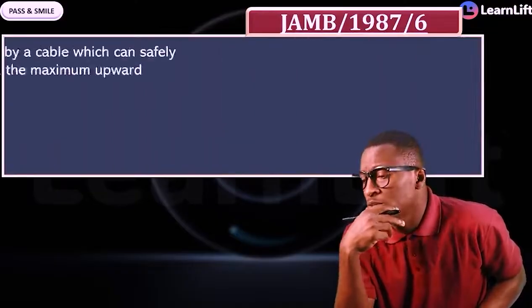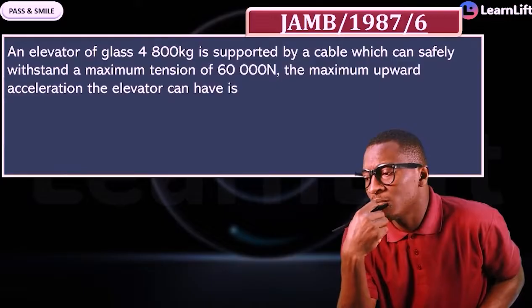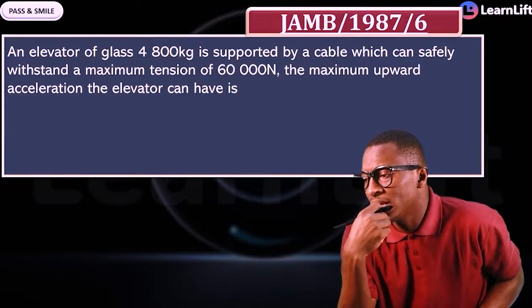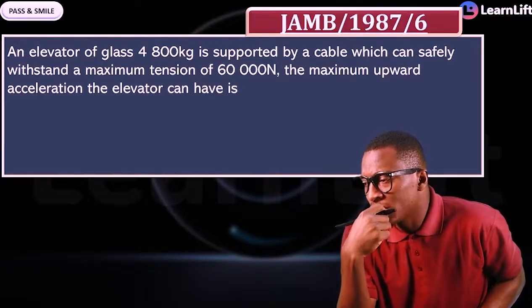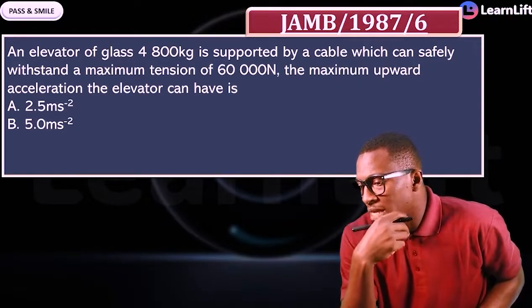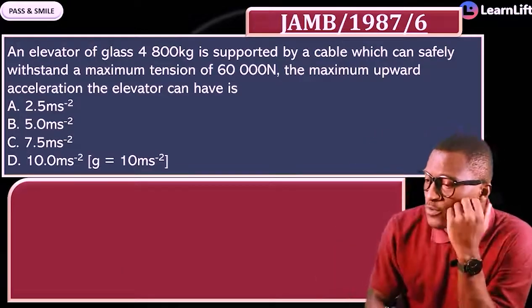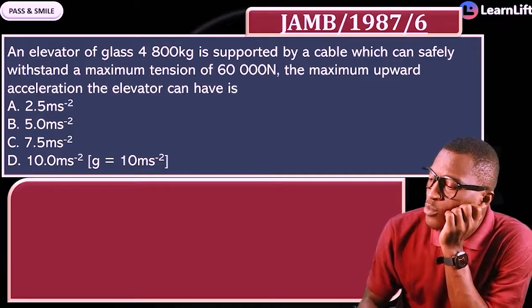Now let's take another question. JAMB 1987 question 6. The question says that an elevator of mass 4,800 kg is suspended by a cable which can safely withstand a maximum tension of 60,000 newtons. Find the maximum upward acceleration of the elevator. Now, that is very fast. First of all, is the elevator moving upward or down?